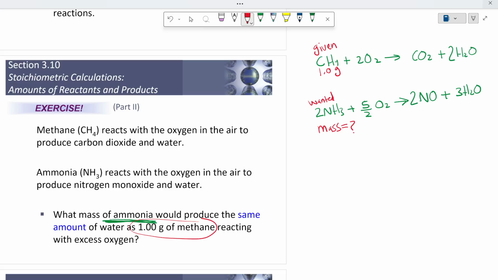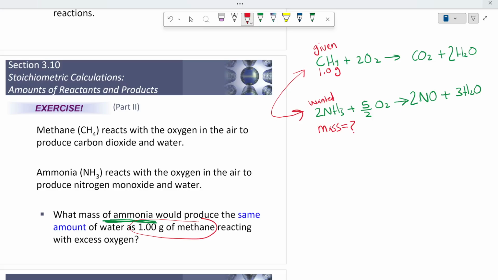But here we have a problem. The given material is methane. It's in the first equation, while the wanted material, ammonia, is in the second equation. Can we write a mole ratio between them? No, we cannot, because they are in different equations. So this is why we cannot solve this question directly by writing the ratio between methane and ammonia. They are in separate equations, and I cannot apply the stoichiometric principle between them directly. So we have to read the question.